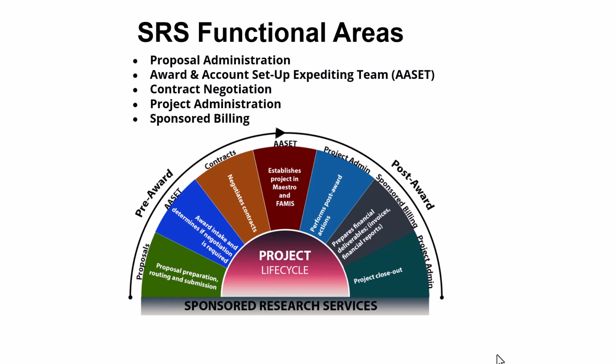If a proposal is funded, the ASSET team will retrieve the award document and log in the award and set up the project. The contract group will negotiate the award terms and conditions if needed. The project administrators manage the project through the closeout of the award. We will look at each of these areas in the following slides.